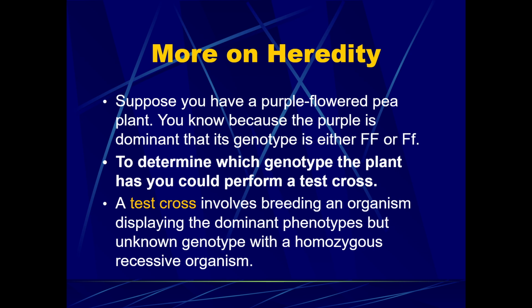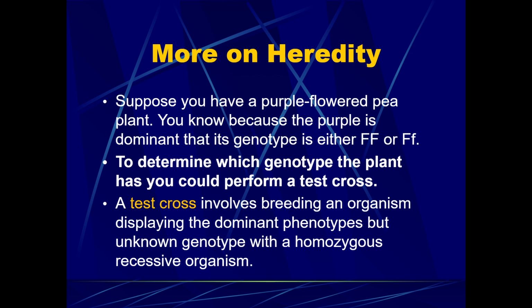And we could go into a lot of information on heredity. We're just going to hit a couple more topics. So suppose you have a purple flower pea plant. Well, you know, because the purple is dominant, that its genotype is either FF or F small f. And the reason we know that is we looked at Gregor Mendel's research. We saw that he looked at, among other characteristics, flower color. And in his example, the purple flowered color was dominant to the white flowered color.